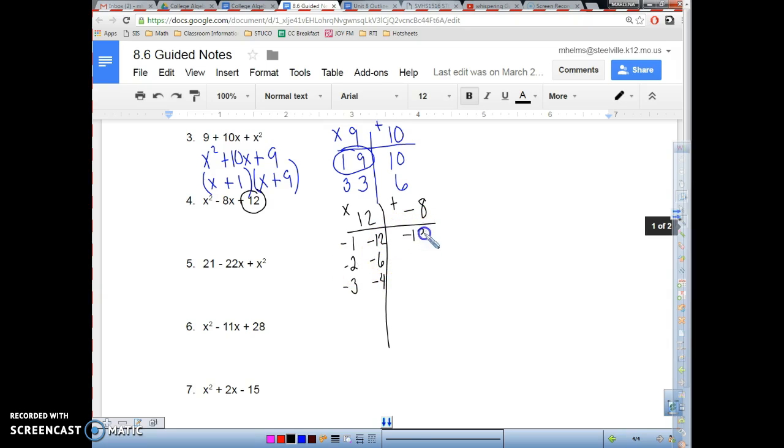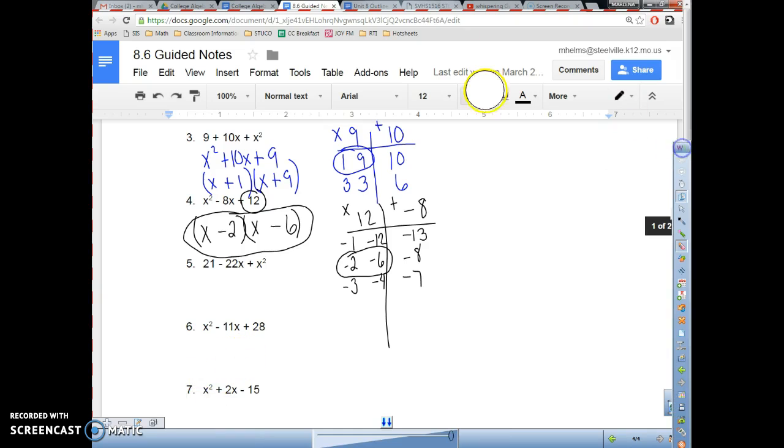We have -13, -8, and -7. So the one that will multiply to give us +12, but add to give us -8 is -2 and -6. So when I make my parentheses, it's x minus 2 and x minus 6.